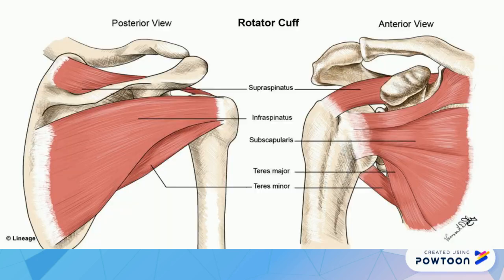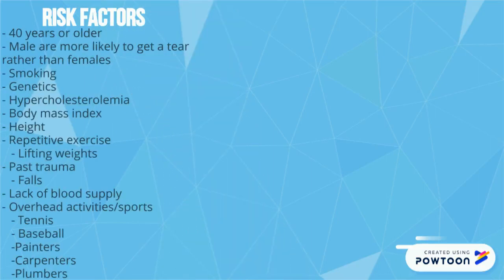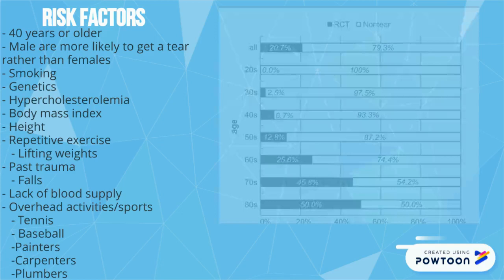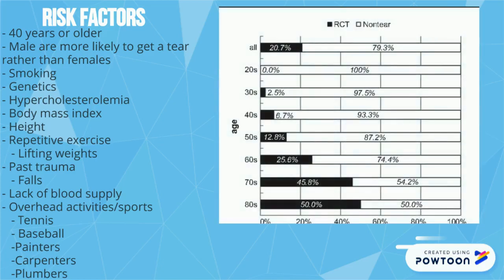Degenerative tears increase with age, and usually when it affects one shoulder, you are at greater risk for a tear in the other. Some risk factors are being 40 years or older, males are more likely to get a tear than females, smoking, genetics, body mass index, height, repetitive exercise, past trauma, lack of blood supply, and overhead activities.